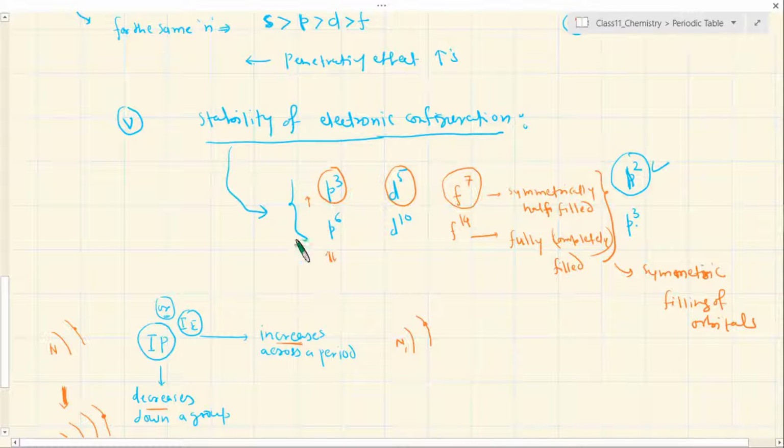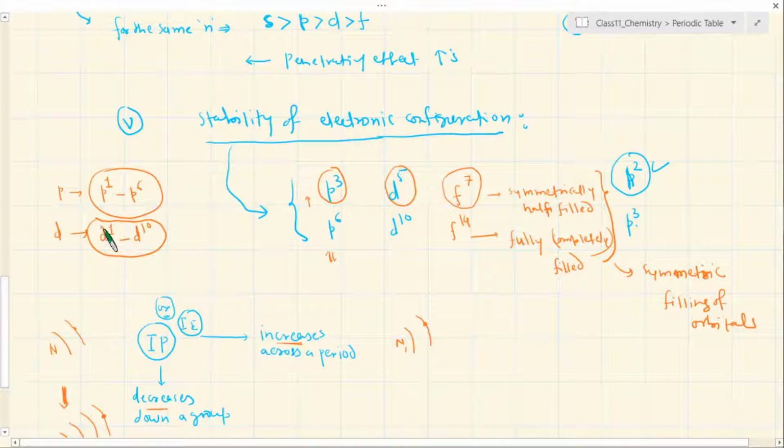For example, if you consider the p orbital filling, you can start considering from p1 up to p6, right? All these are possible fillings depending upon how many electrons you have. Similarly for d, you can consider from d1 to d10, right? The maximum number of electrons and minimum number of electrons, and all of them will be possible depending upon how many electrons you have. But if you have only 3 electrons, then it will be this. If you have 6 electrons, then it will be this one.